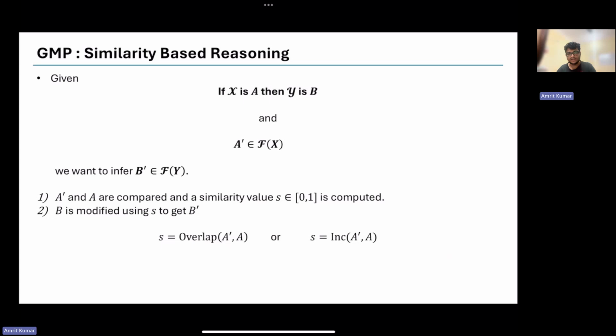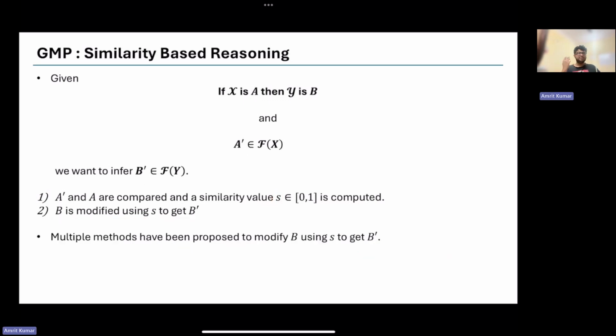So let's go back to similarity-based reasoning. The first step in similarity-based reasoning is that given the input fuzzy set A dash, we compare its similarity value with A, which is your antecedent fuzzy set in the fuzzy if-then rule. Now, the question that we were faced with was how to compute the similarity value S. We already know how to do that. We have an overlap measure and we have an inclusion measure. So the first step is taken care of. What about the second step? That is, how do we modify our consequent fuzzy set B using this value S to obtain B dash?